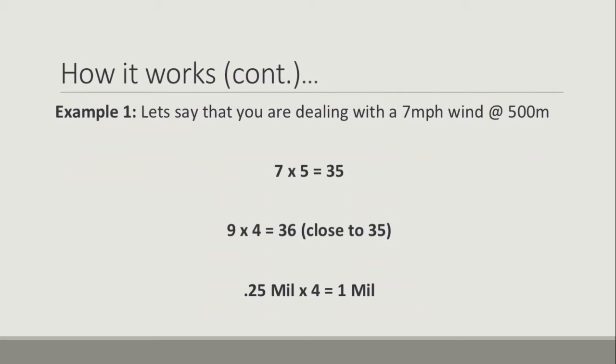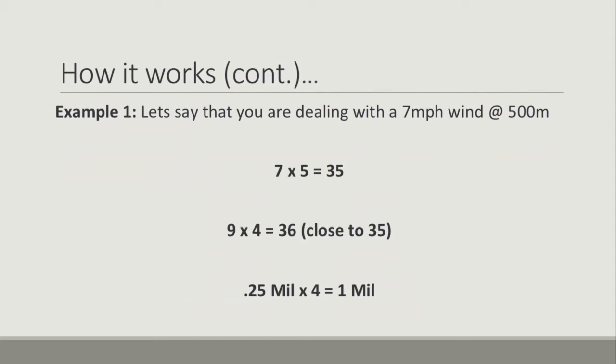So let's take a look at some examples. In this example, we've got a 7 mile an hour wind at 500 meters. So we take our wind speed, which is 7, and multiply that by our constant, which for 500 meters is 5, which gives us an answer of 35.